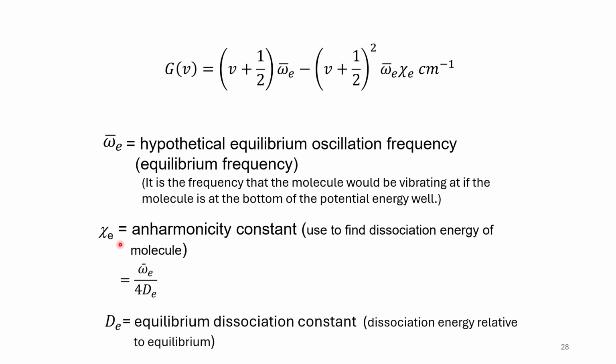And here are the definitions for the hypothetical equilibrium oscillation frequency, and the anharmonicity constant, which is also equal to the vibrational frequency divided by 4 multiplied by the equilibrium dissociation constant. And dE is the equilibrium dissociation constant, which is the dissociation energy relative to the equilibrium.